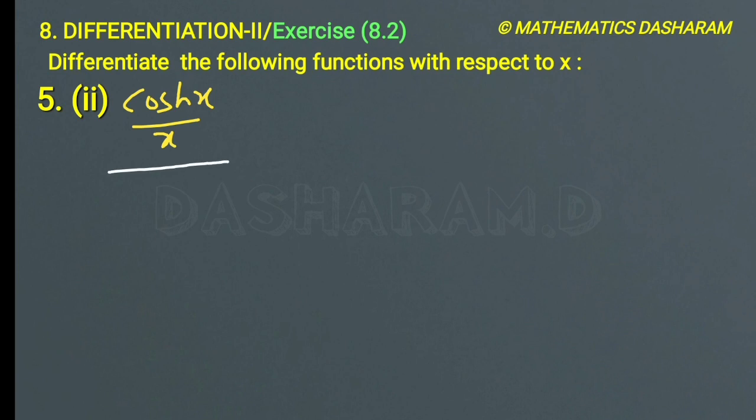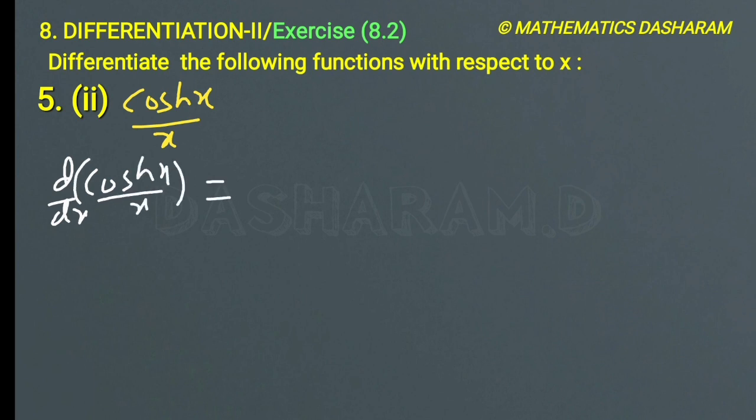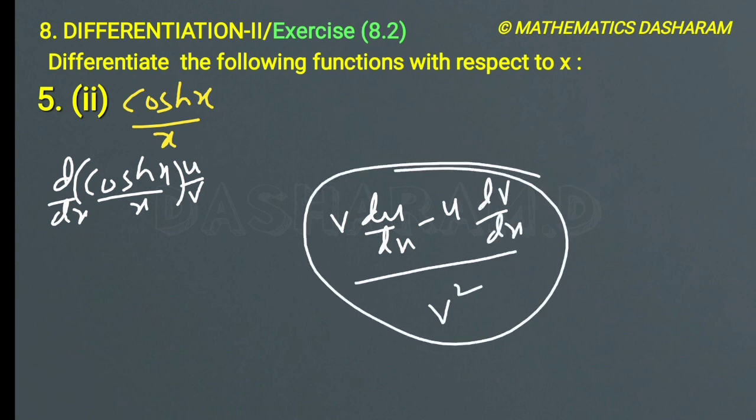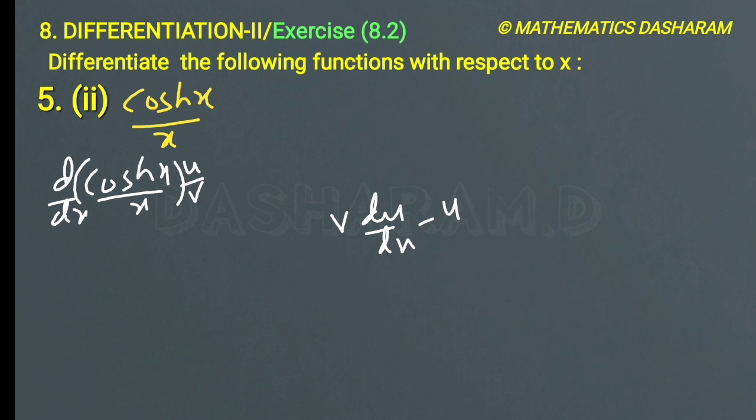Second question: cosh x divided by x. So the derivative of cosh x divided by x equals, here it is a quotient rule, so apply the quotient rule. Consider this as u and this as v. So what is the formula? v into du by dx minus u into dv by dx, whole divided by v square. Okay, so apply this formula.